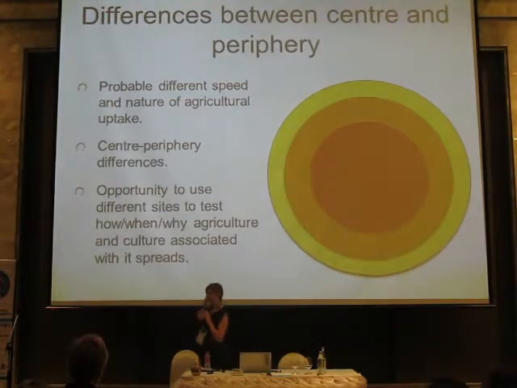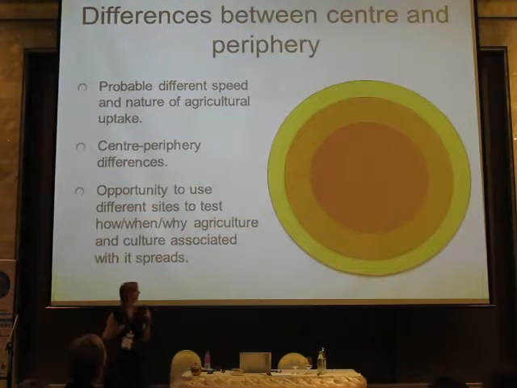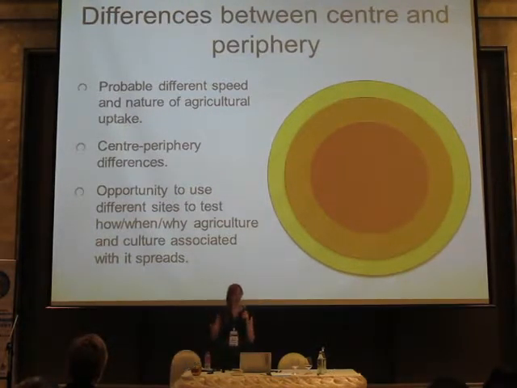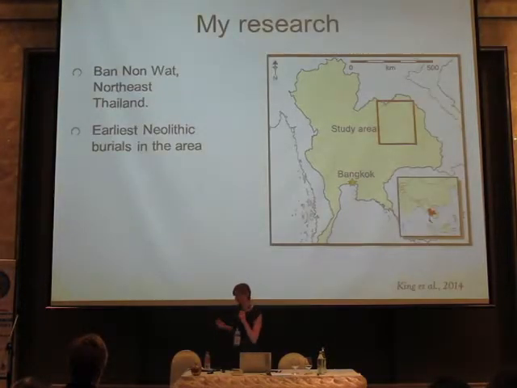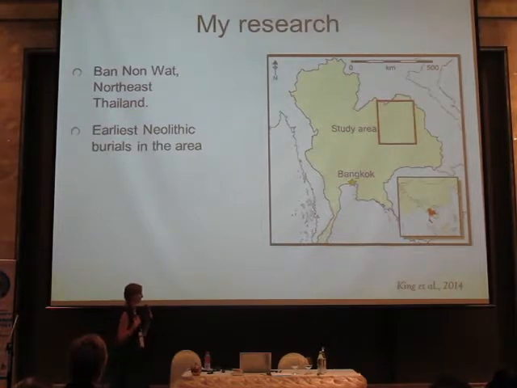But having these models in place means that we have an opportunity to test whether agricultural transition and the culture associated with it is spreading in the same way, and how it's spreading, when it's spreading, and why it's spreading. And that's kind of what I ended up accidentally dealing with in my PhD research at Ban Non Wat.